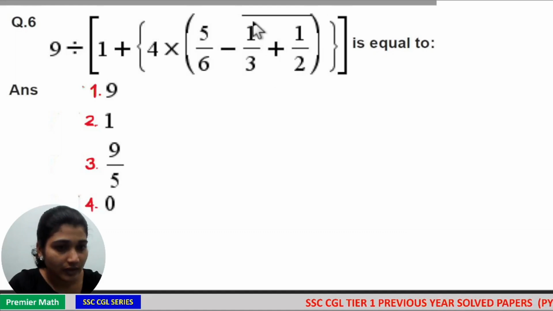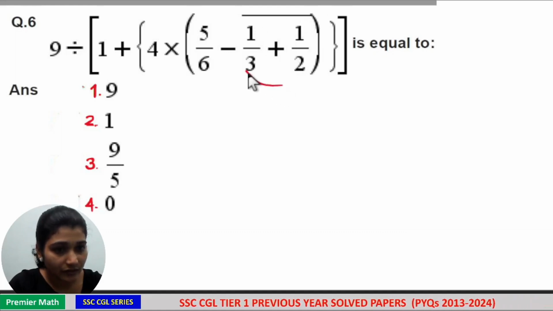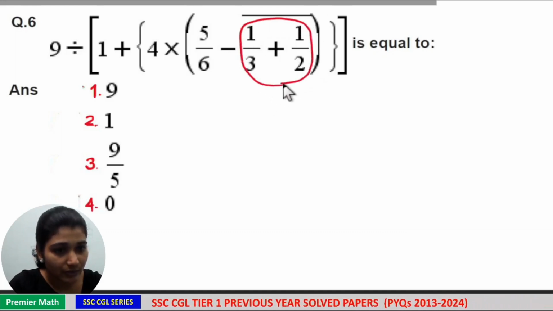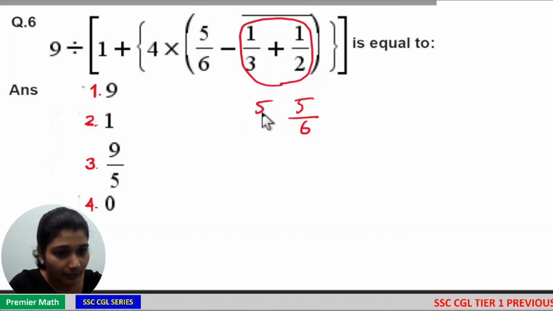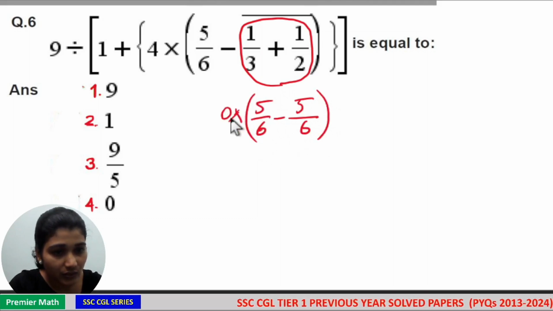Solve the following. Here, this bar represents priority. That is, we should give priority to these two numbers while solving this. 1 by 3 plus 1 by 2 is equal to 3 plus 2, 5. 3 into 2, 6. 5 by 6. 5 by 6 minus 5 by 6 is 0. 0 into 4 is 0 again.